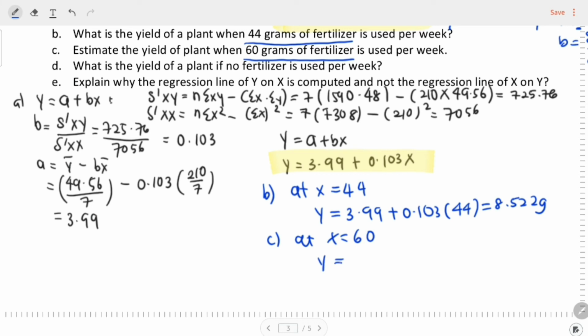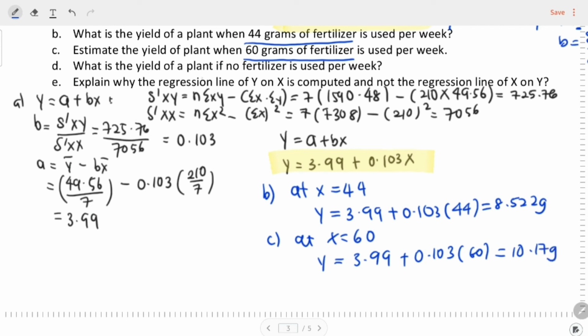So we're going to do the same thing. Use the regression line to find out what is the y value when your x equals 60. So this time it equals 10.17 gram.